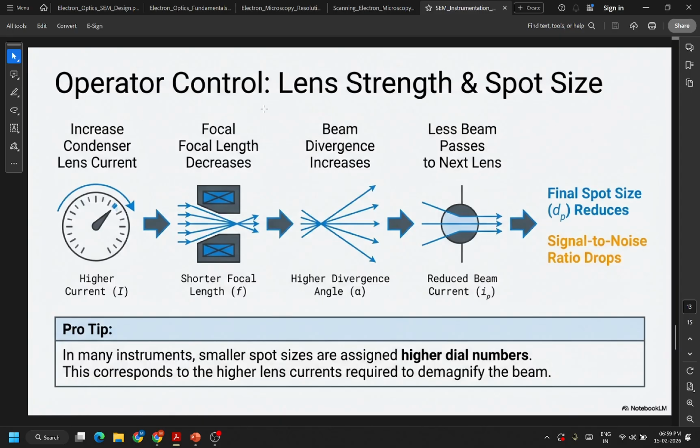Now, how to control spot size and beam current. If we increase the condenser lens current, it will result in shorter focal length and higher divergence angle from the condenser lens, and because of that higher divergence, the current entering the next lens will be reduced. That will result in a smaller spot size, but it will also reduce the signal to noise ratio, resulting in grainier images.